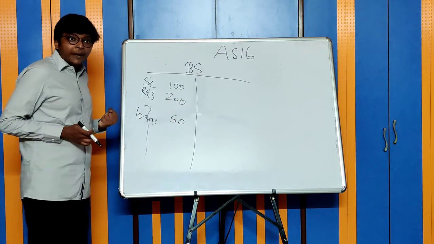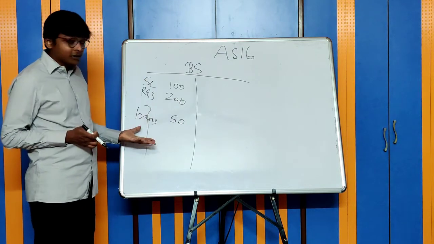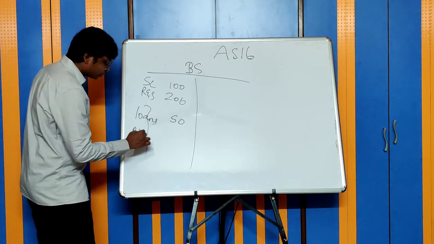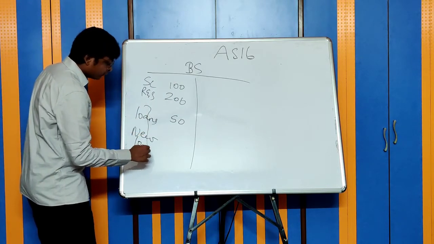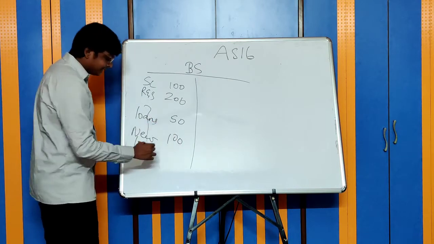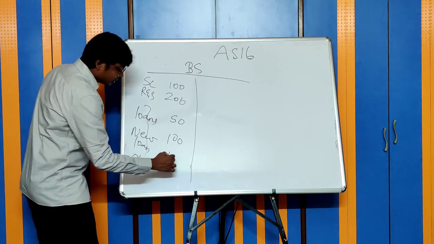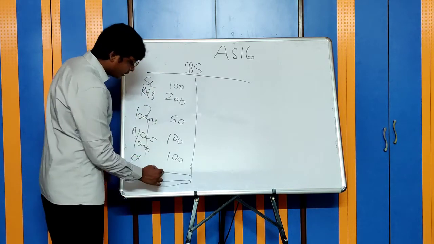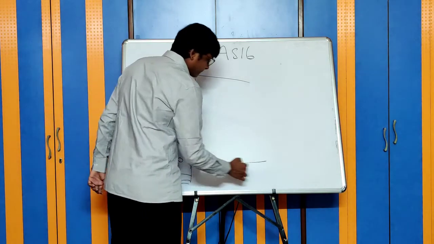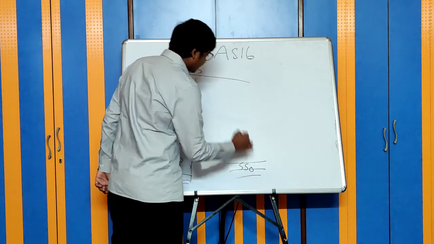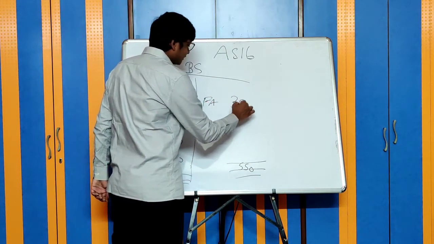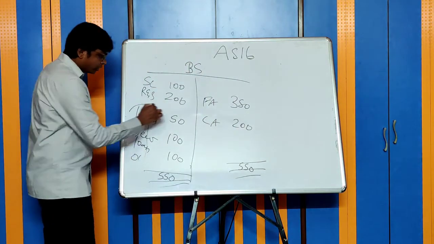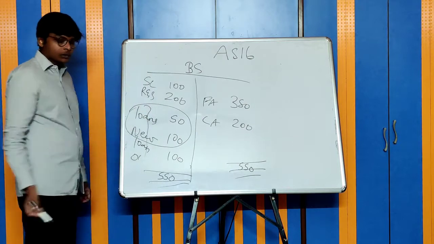Now, for the purpose of construction of a qualifying asset, they are taking a new loan of 100, and they have other creditors etc., which is 100. So the balance sheet total comes to 200, 300, 400, 500, 550. Let's say the asset side is also 550. Let's say your fixed assets is 350 and your current assets is 200. Now we have to focus only over here.